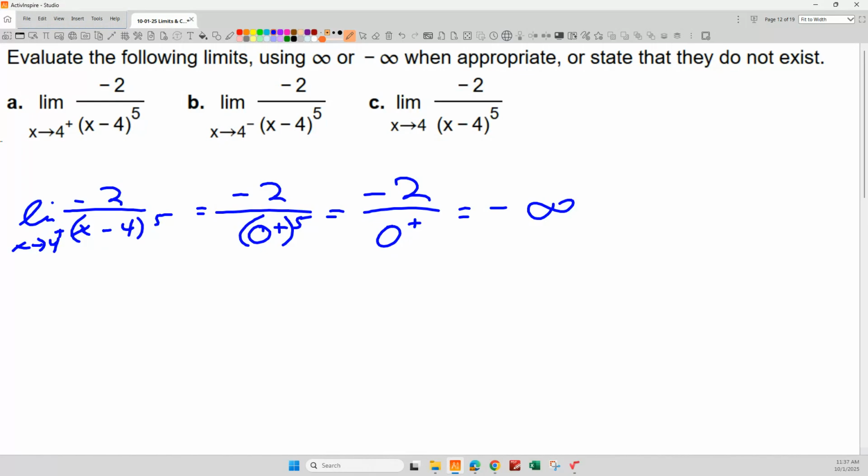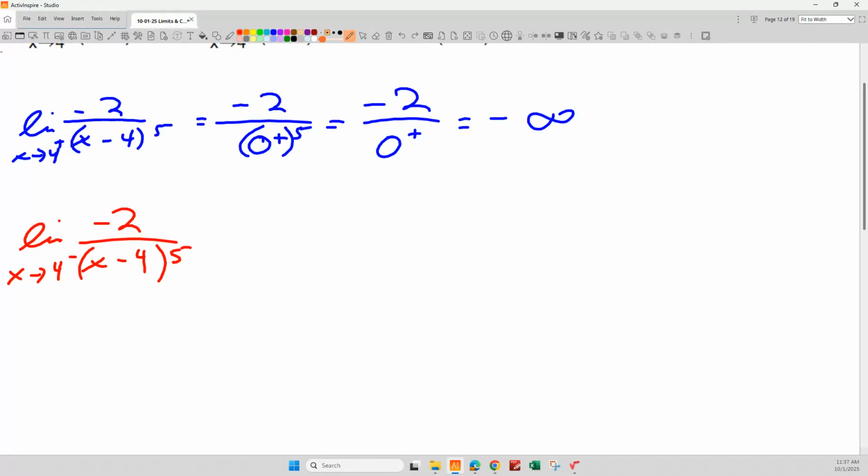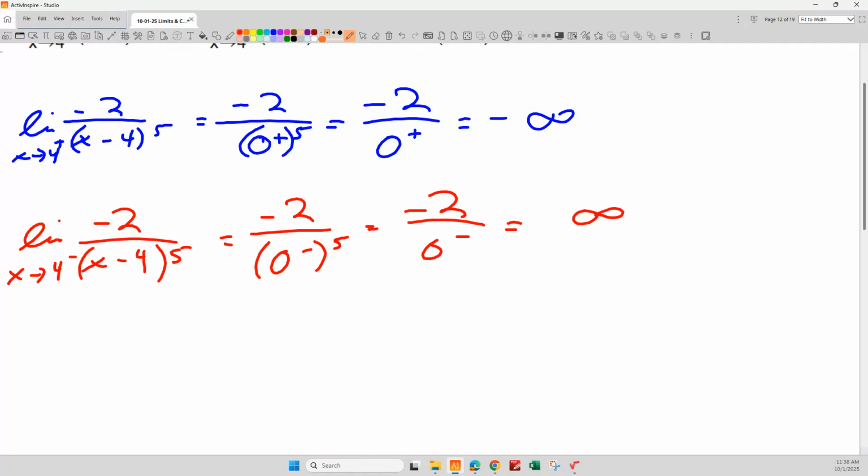Okay, how about B? The limit of negative 2 over the quantity x minus 4 to the 5th as x approaches 4 from the left. Well, what's that going to give me if I evaluate directly? Negative 2 over 0 minus to the 5th. What's 0 minus to the 5th? 0 minus, because a negative number to an odd power is negative. So the outcome is then positive infinity.